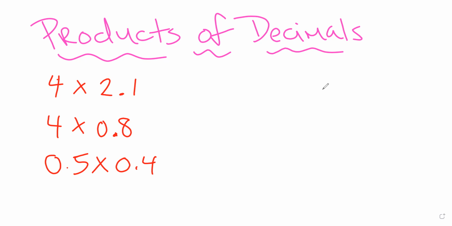Today we're going to come back to the products of decimals, talk about patterns and things that we're seeing, and understand the why and the how, to make sense of how to solve all the different ways we might run into multiplying decimals.